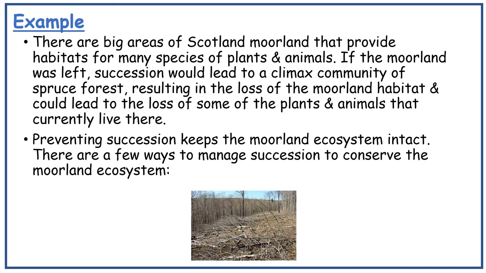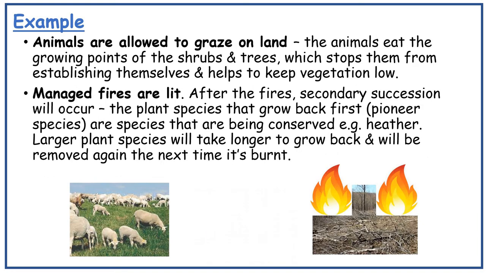There are a few ways to manage succession to conserve the moorland ecosystem. Animals are allowed to graze on the land, so the animals eat the growing points of the shrubs and trees, which stops them from establishing themselves and helps to keep the vegetation low.